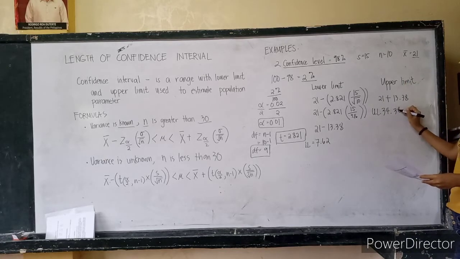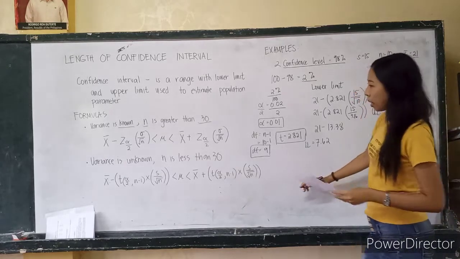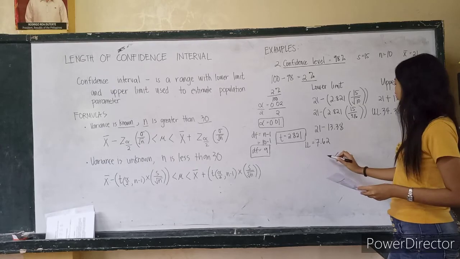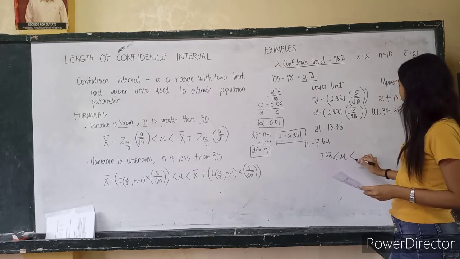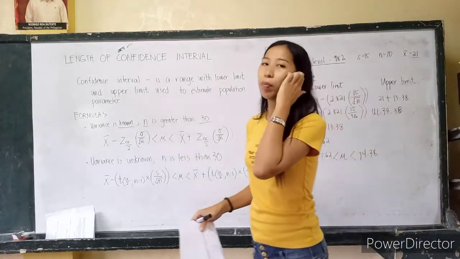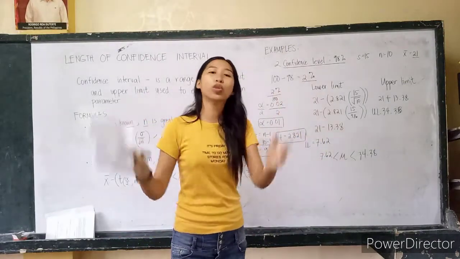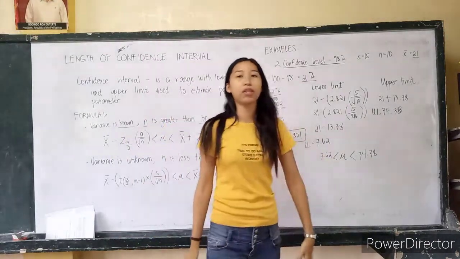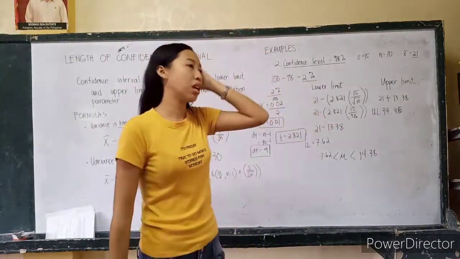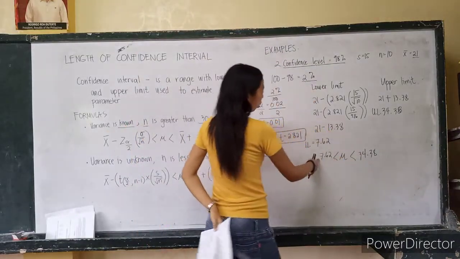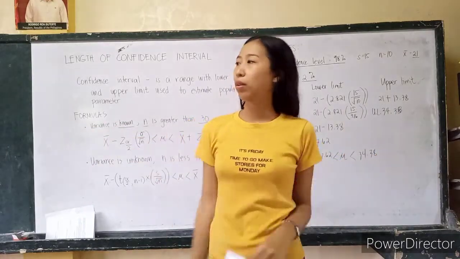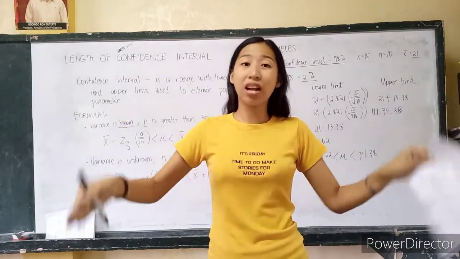So kung atong i-arrange, ani na siya. Your population mean is greater than 7.62 but less than 34.38. Ibig sabihin, ang imuhang population mean nga gusto ninyo i-estimate naa sa tunga-tunga sa 7.62 ug 34.38. Now, para sa pagkuha sa width, all we need to do is i-minus nato ang lower limit sa upper limit para makuha nato kung unsa ang kalayo sa ilang distansya.